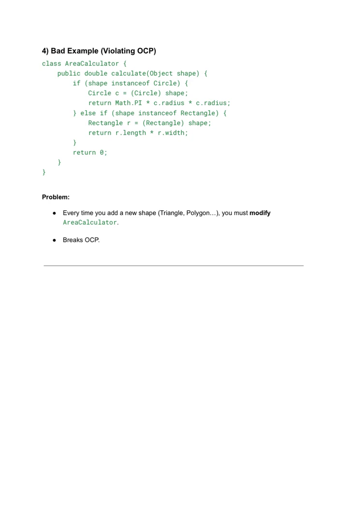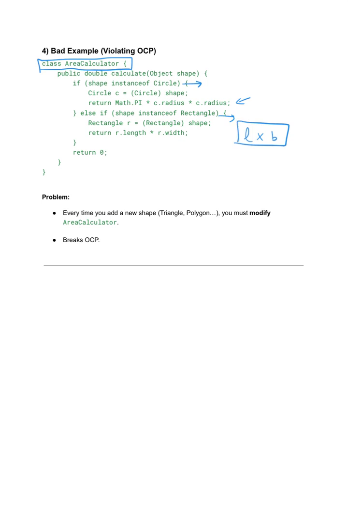Let me give you one example which is violating the open close principle. As you can see, this is a class which is calculating area. The class is written in such a way that if the shape is circle, then it is calculated like this, right? Pi r square. And if it is rectangle, then it is length into breadth, or length into width.